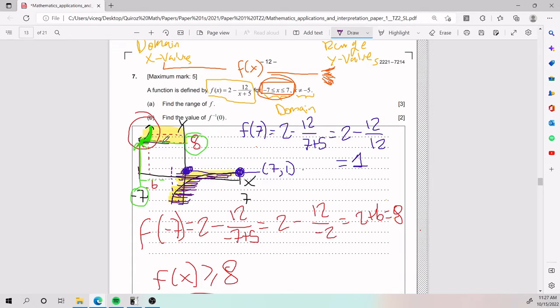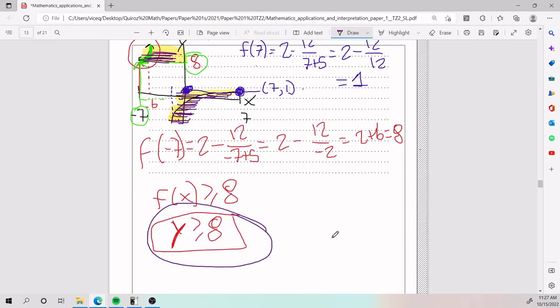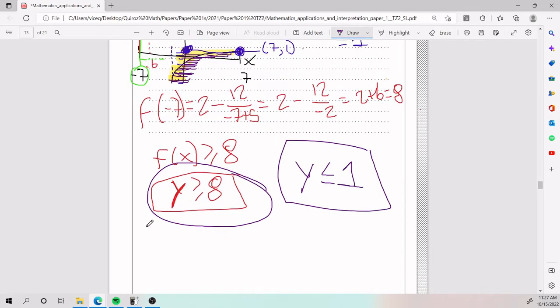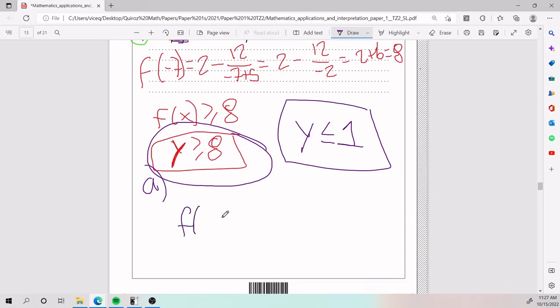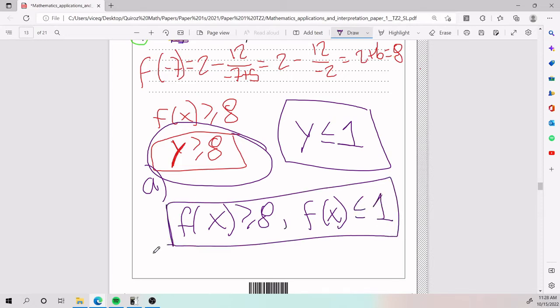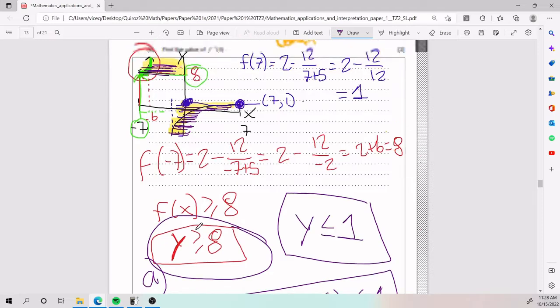In the other case, we had a bunch of y values that were 8 or more. See? So here is 8 or more. Here is 1 or less. Ladies and gentlemen, this is for part A. So you can leave it like this. If you want to get very fancy, you would leave it in the other form that looks like that. But honestly, this explains the same information. This is the range of your function. So that is for part A.